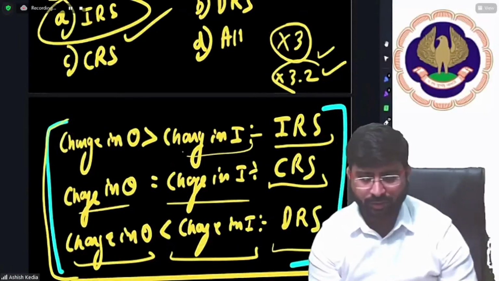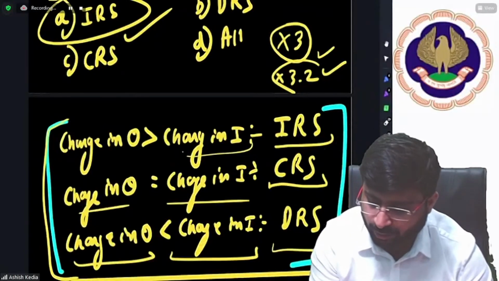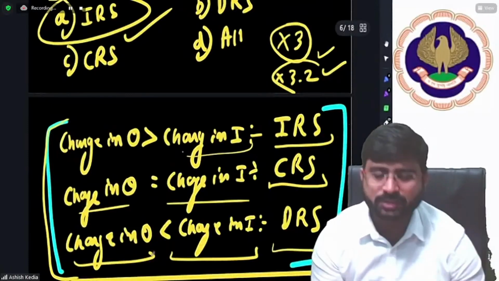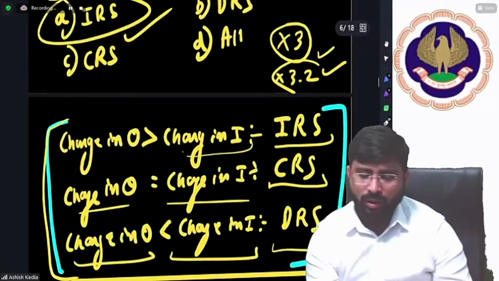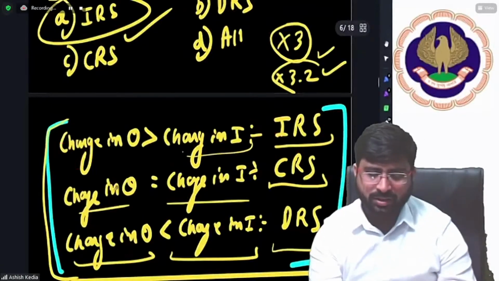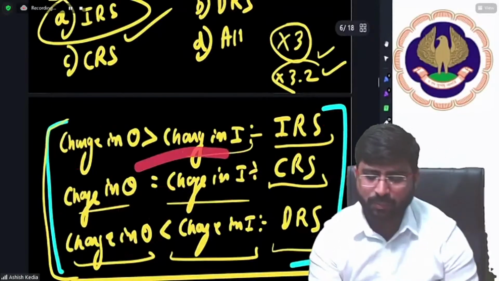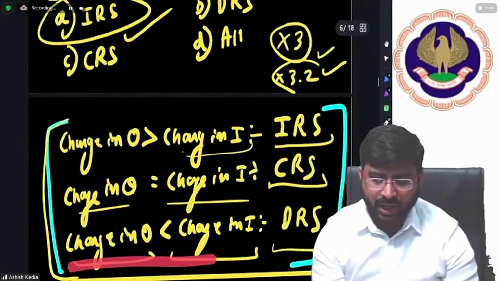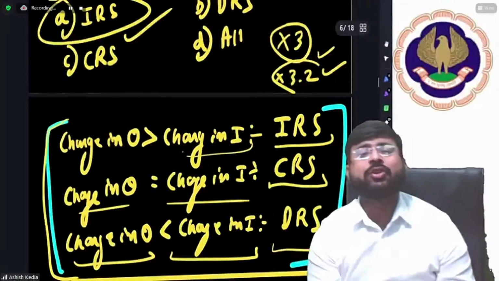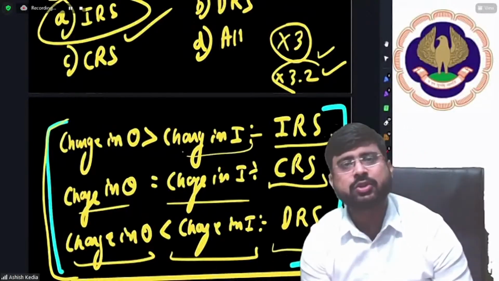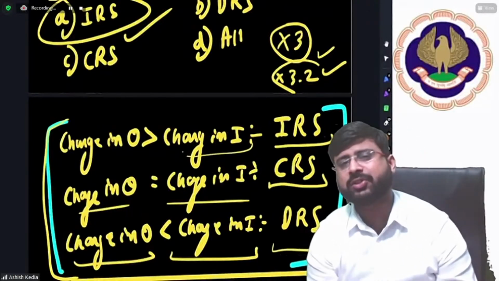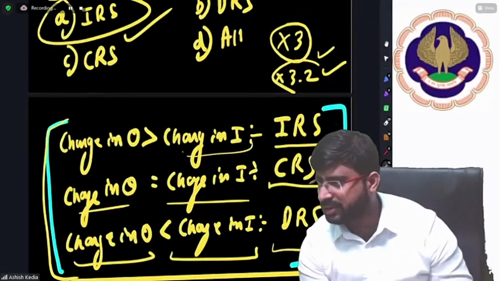Sir, we got it. And therefore, your answer to this has been explicitly established. So when change in output is greater than change in input, we call it increasing returns. When change in output is exactly equal to change in input, we call it constant returns. And when it is in a lesser proportion, we call it decreasing returns to scale. I hope it's crystal clear, friends. Yes, sir, it's crystal clear.